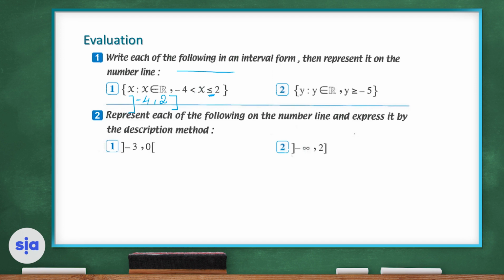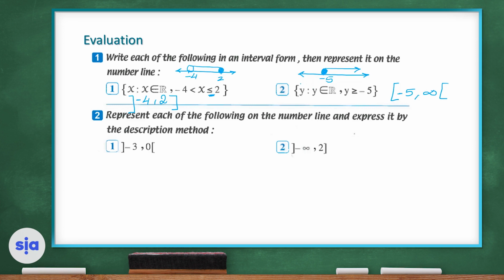And how do we represent it on a number line? Here's the number line. Here's the -4, and this one is the 2. The 2 is closed, the -4 is opened, and we connect between them. And this one, y is greater than or equal to -5. So it's from -5 all the way until infinity. Infinities are always opened, and the -5 is closed. How can we represent this on a number line? It's from -5 closed all the way until infinity.